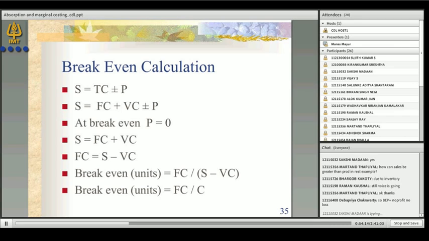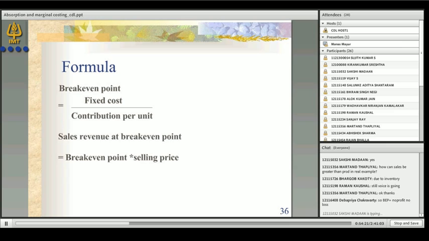So here FC is fixed cost and C is contribution. So this is how break even can be calculated using calculation. So break even point is equal to fixed cost divided by contribution per unit. And if you are asked to calculate sales revenue at break even point, that will be simply break even point multiplied by selling price. Right. So you need to remember, contribution is equal to sales minus variable cost, and break even point is equal to fixed cost divided by contribution.